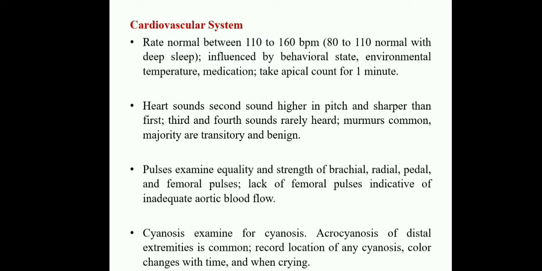Record the location of any cyanosis, color changes with time, and when the baby is crying, everything. Okay, if the child is having cyanosis, you have to observe it in the child's appearance. Normally the baby is pink in color. But what happens if there is cyanosis, how are we supposed to give the score? Body is pink, extremities are cyanosed, that time you are giving 1 point only. Here everything you should identify.